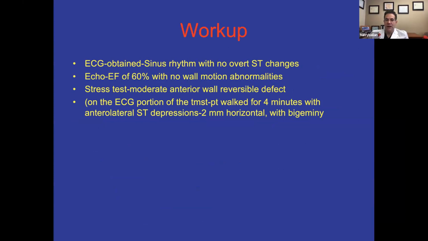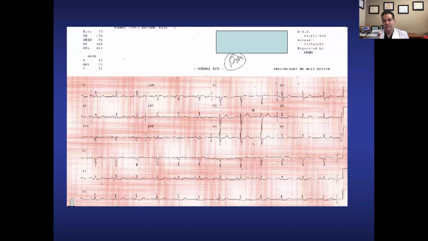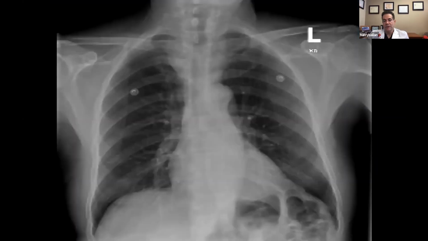He had a Myoview nuclear stress test, which showed a defect in the anterior wall. His EKG also showed some changes, namely ST depressions. With the positive nuclear stress test and abnormal EKG, we decided to consider cardiac catheterization.